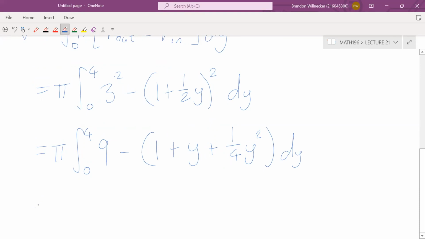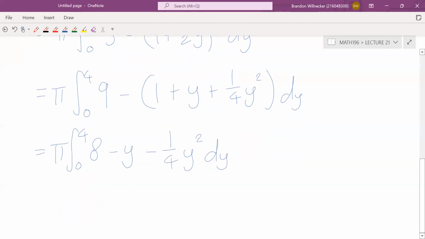Okay, so let's just simplify this a bit more. So we have pi integral from 0 to 4, 9 minus 1, that's going to be 8, minus y minus 1/4 y squared dy. Okay, good. Now we just have to integrate and then evaluate. So that's going to be pi times 8y minus 1/2 y squared minus 1/12 y cubed, from 0 to 4.